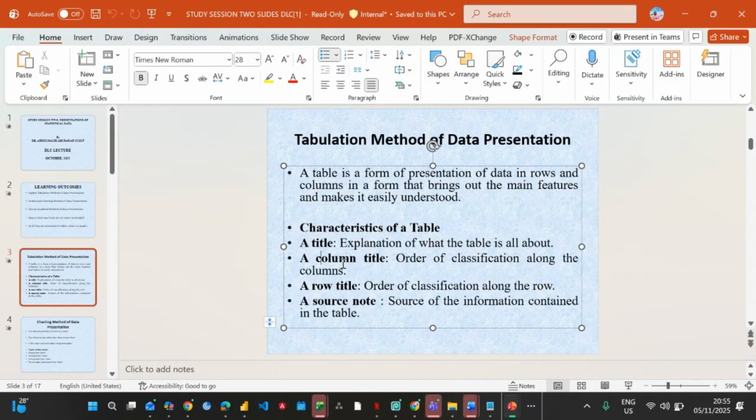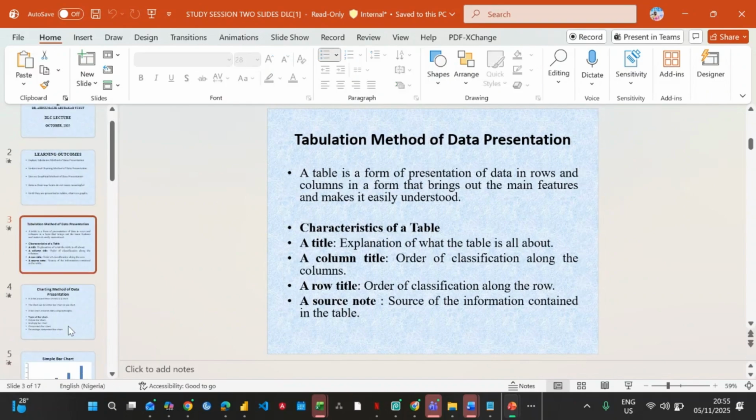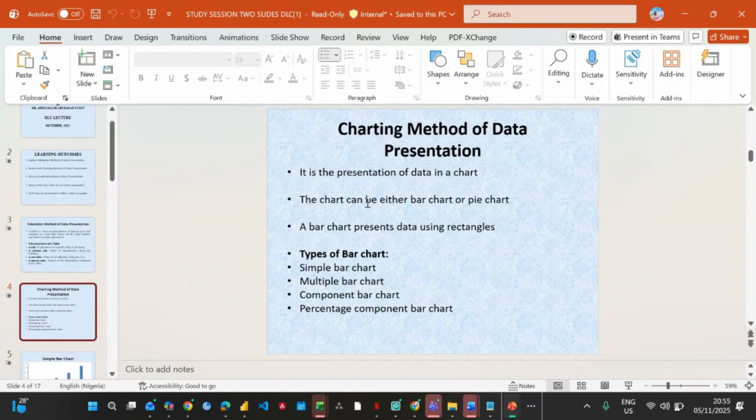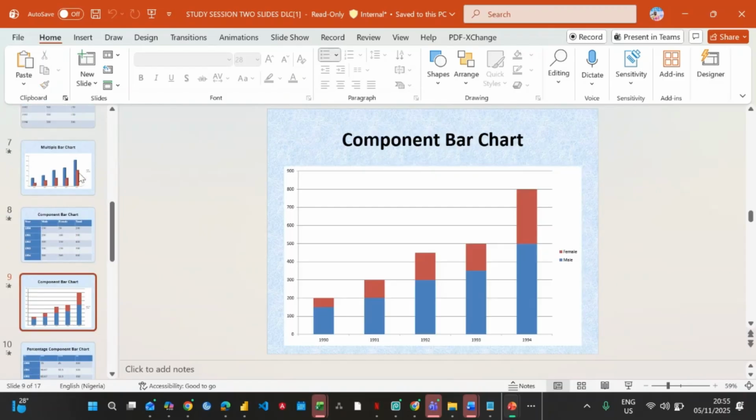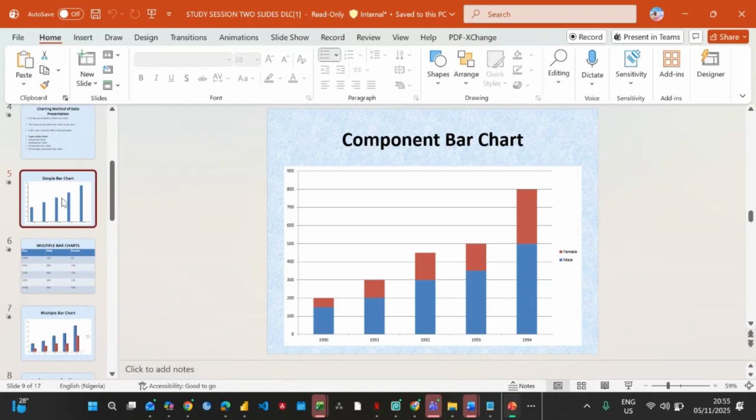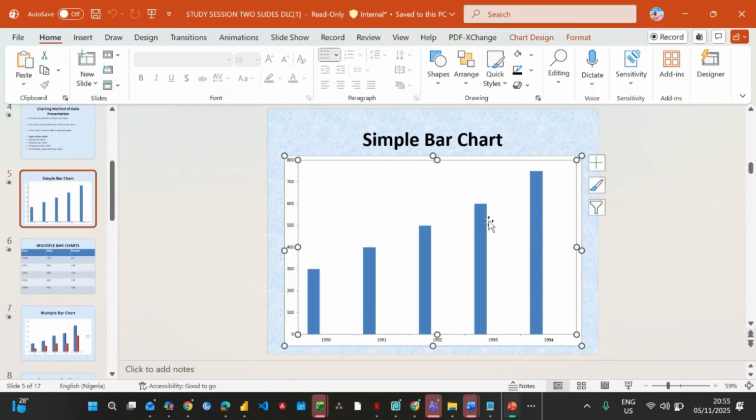Understand? This is the same thing we are doing. You can see the characteristics of a chart compared with a table. It has a title, must have a column, must have a row, and must have a data source. The same thing. So we're looking at the chart, and we're looking at the simple bar chart, and then we are looking at the other one. My system is hanging. So this is a simple bar chart, right?